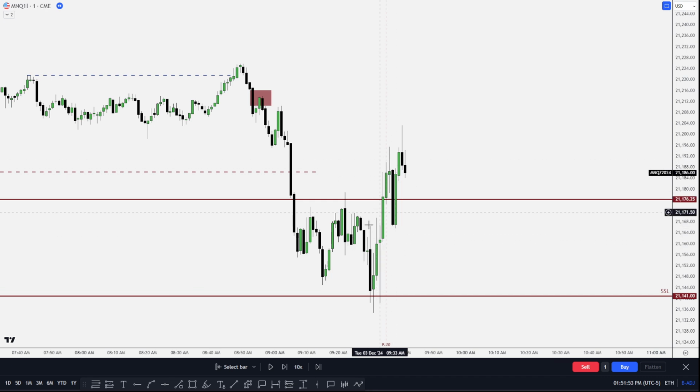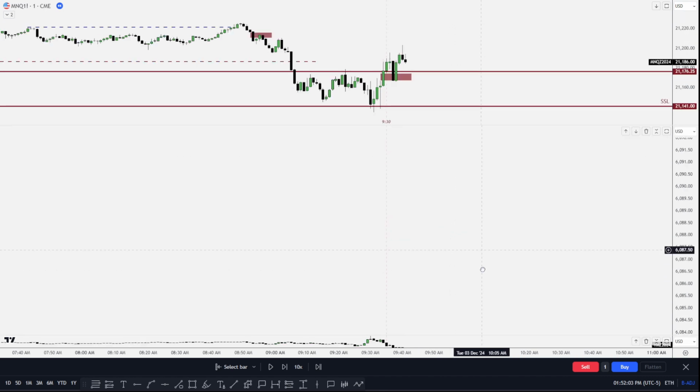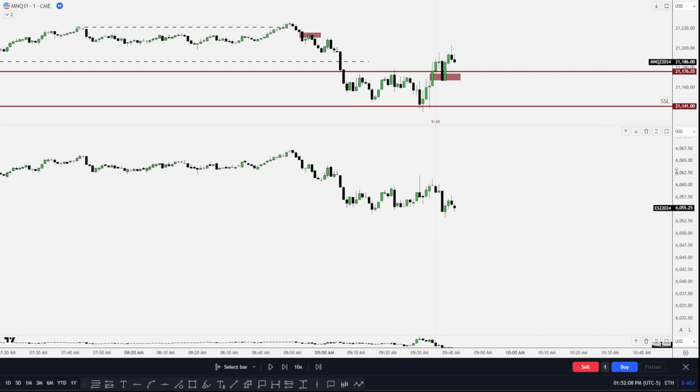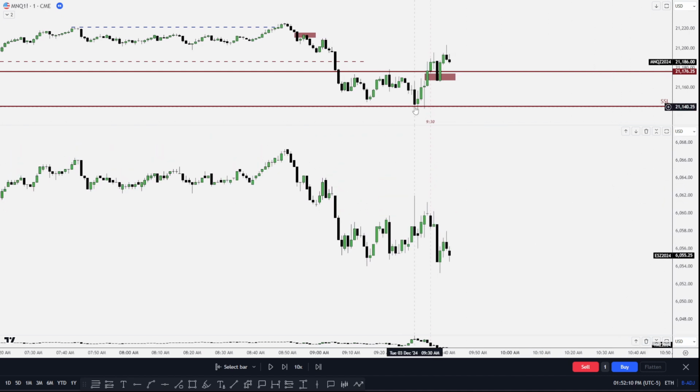Runs up. Another entry model here. This would be a long. Price dips beneath. See if there's SMT with ES. There's SMT with ES right here.